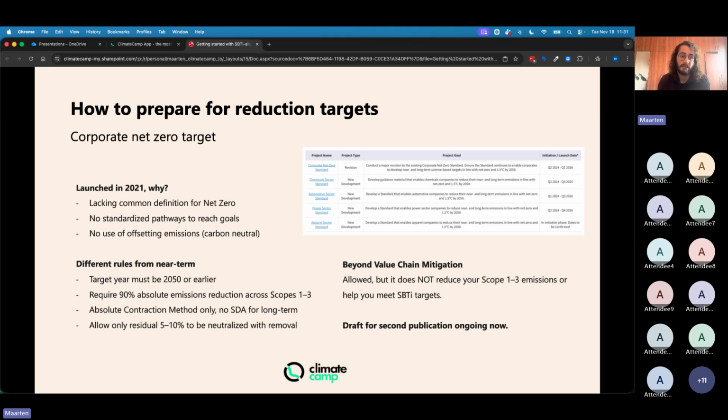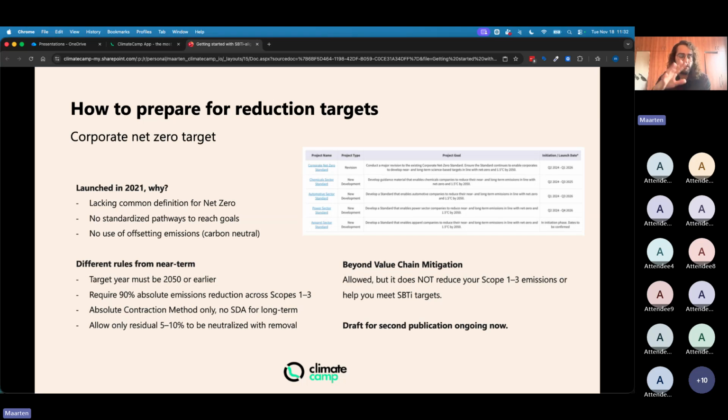The rules are obviously more stringent than they are for the near-term targets. For example, the target year must be 2050 or earlier. You need to have 90% absolute emissions reductions across scopes 1 to 3 for everybody. So for corporates, for SMEs, for all scopes, 90% reduction. And you can only use the absolute contraction method. So there is no sectoral decarbonization approach for long-term net zero targets. And only the residual 5 to 10% can be neutralized with removal.